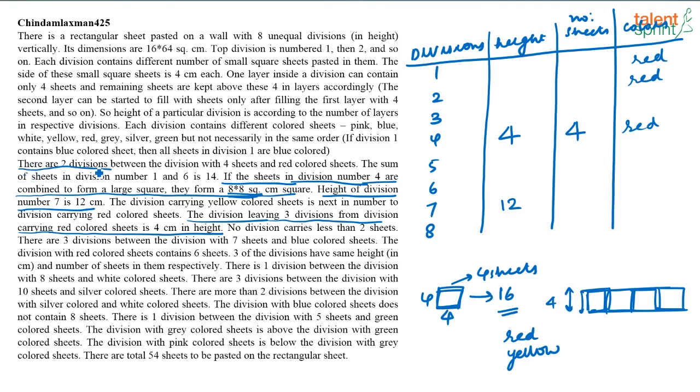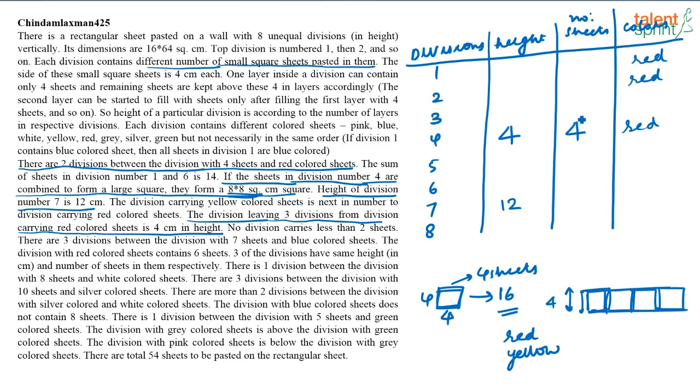Okay. There are 2 divisions between the division with 4 sheets and the red colored sheet. So if this is red, okay, there are 2 divisions between the division with 4 sheets and red colored sheets. And remember one more thing, they have given that the number of sheets in each layer is different. See, they have given here that the top divisions are numbered 1, 2 and so on. Each division contains different number of small square sheets pasted into them.